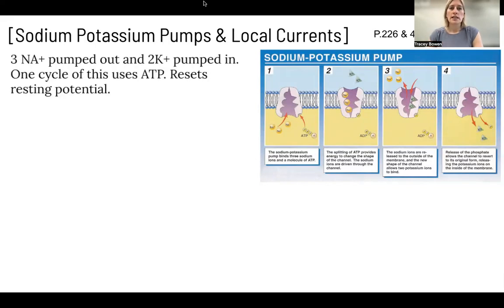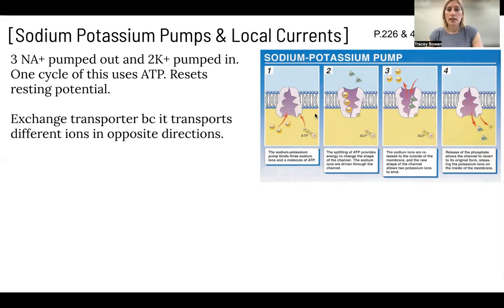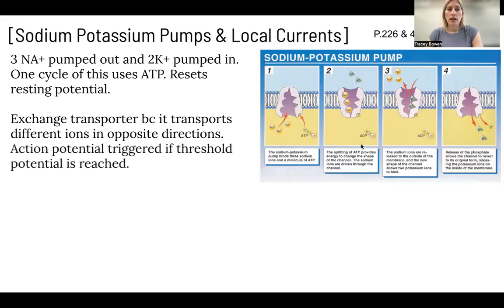So this is the sodium potassium pump that's going to reestablish resting potentials. 3 sodiums, that should be a small a there, sorry, are pumped out, and 2 potassiums are pumped in. This is the sodium potassium pump here. And one cycle of this uses ATP. So 3 go out, 2 go in using 1 ATP, and this is going to reset the potential. This is called an exchange transporter because it transports things in and out in opposite directions.